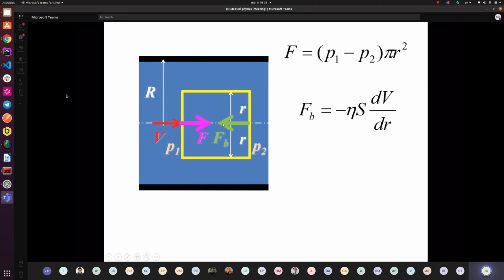The friction force, Fb, following the Newton formula, is equal to the viscosity coefficient, S dV/dr, where S is the side area of this surface. So around the cylinder, that is why S is equal to 2 pi r, the length of this circle, times the length of the cylinder, L. Is this clear?